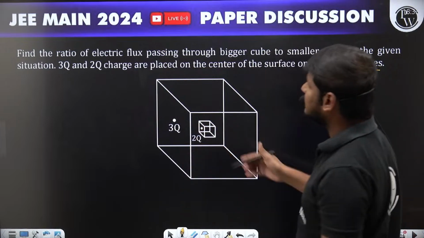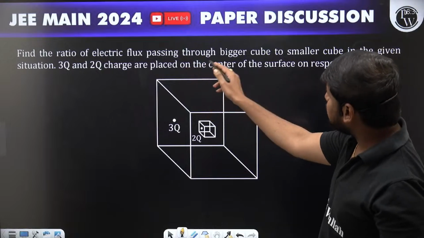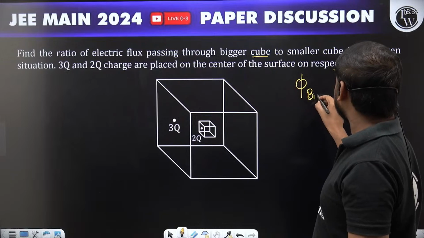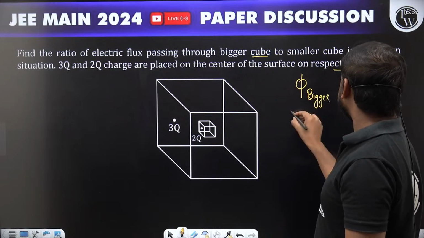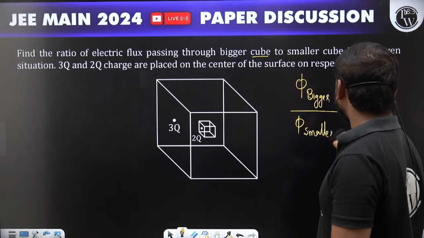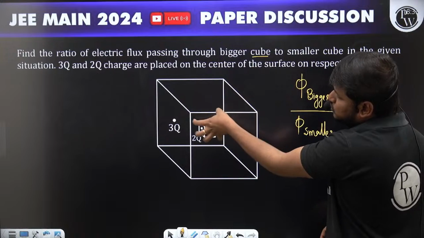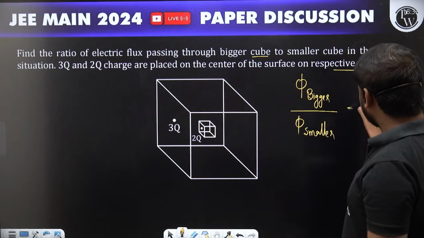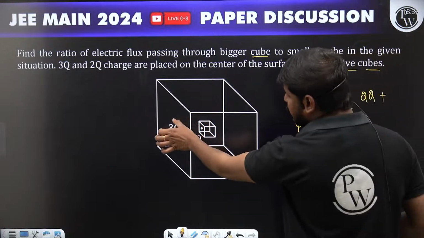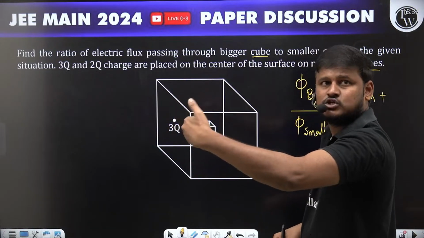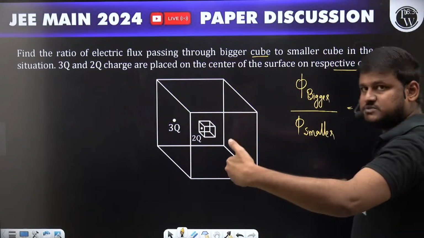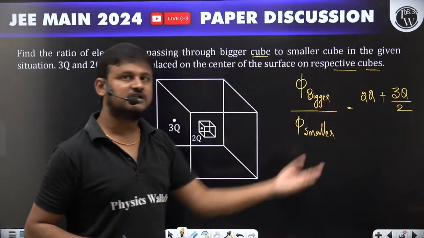Now they are asking the ratio of electric flux passing through the bigger cube to that of the flux of the smaller cube. In the bigger cube, first if you observe, the total 2Q is completely inside it, plus this 3Q is at the face center. If it is at the face center, the flux passing through that cube will be half of it, 3Q by 2.